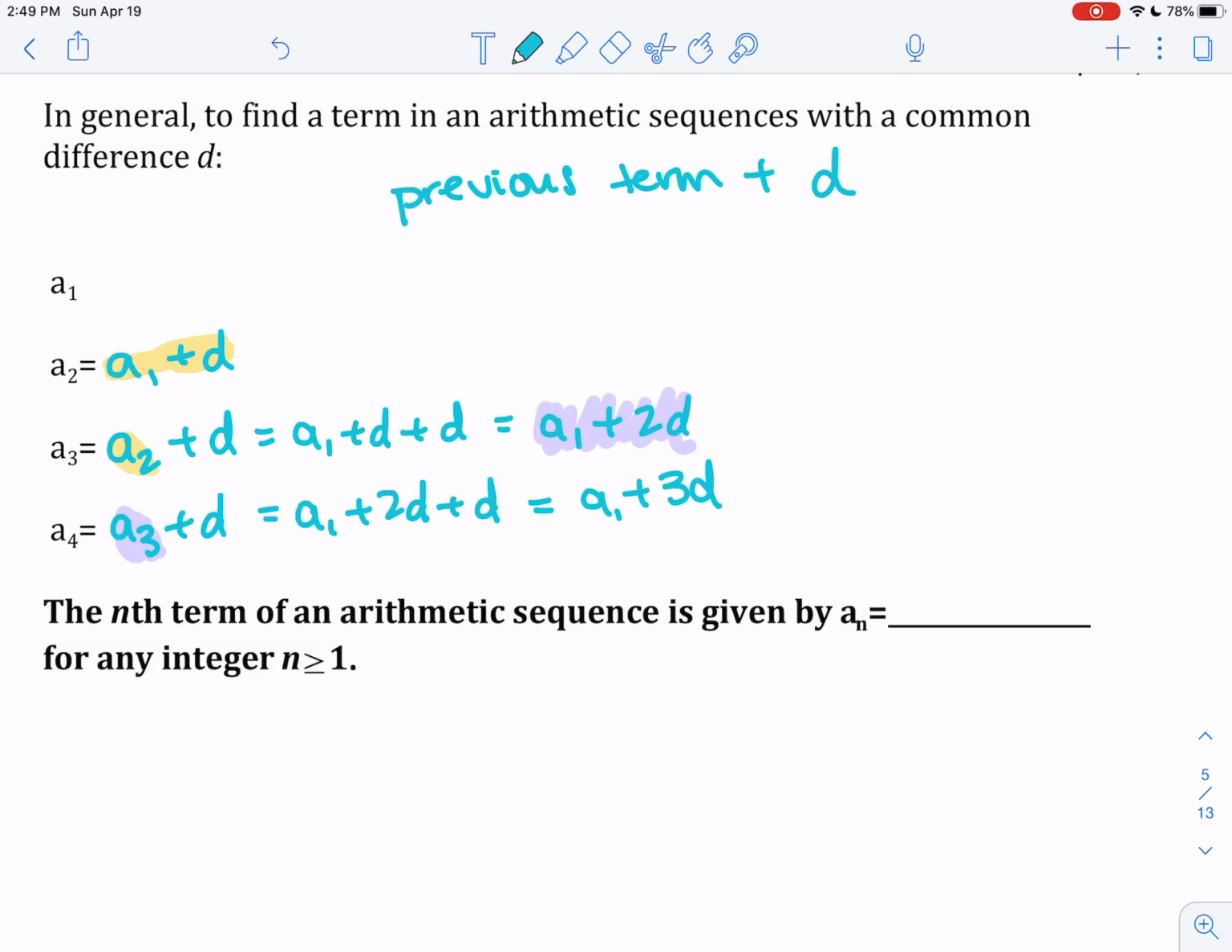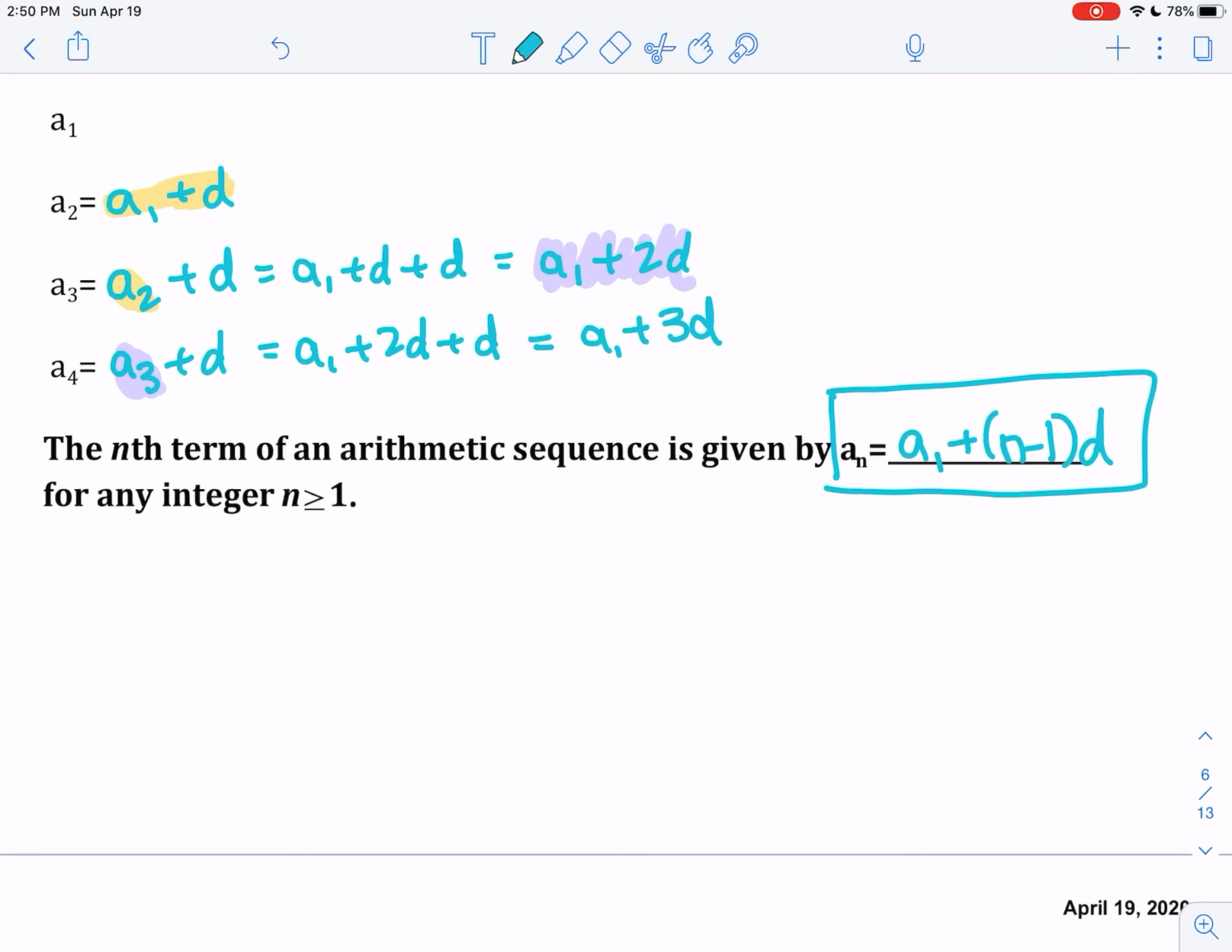So can you generalize this for me? The nth term of an arithmetic sequence is given how? Like, how would I find my, let's say, 100th term? I would take my first term, then I would add D 99 times, right? If I want to find the 13th term, I would take my first term and add D 12 times. So in general, I'm going to take my first term, a sub 1, and add D n minus 1 times, right? So make sure you've got that written in your notes, please.